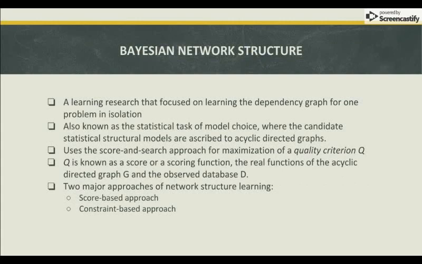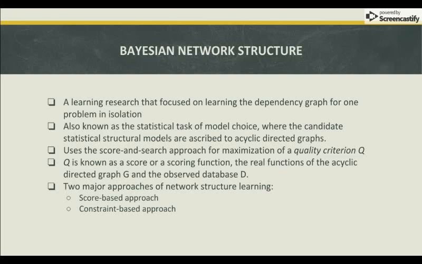Bayesian network structure learning focuses on learning the dependency graph for one problem in isolation, also known as the statistical task of model choice, where the candidate statistical structural models are ascribed as acyclic directed graphs. It uses the score and search approach for maximization of a quality criterion Q. Q is known as a score or a scoring function that is a real function of the acyclic directed graph G and the observed database D.